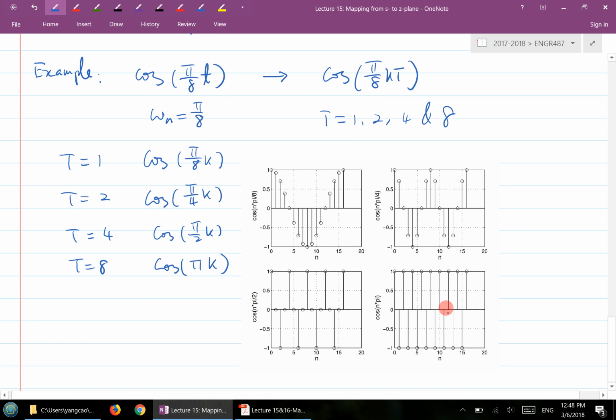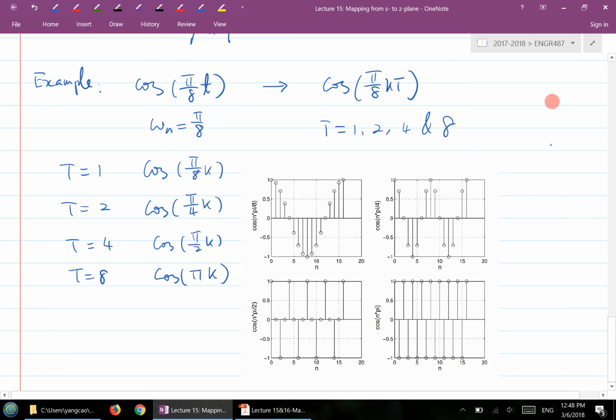My question to you is, if you look at the four graphs here, which one has the highest frequency? The last one, right? Because you get ups and downs. That's the last one. It has the highest frequency.